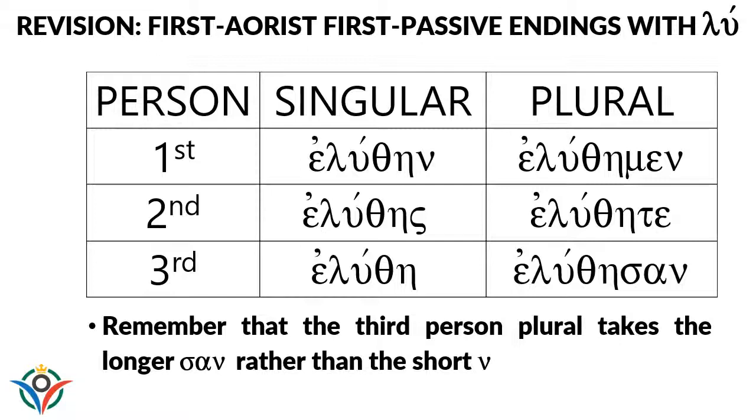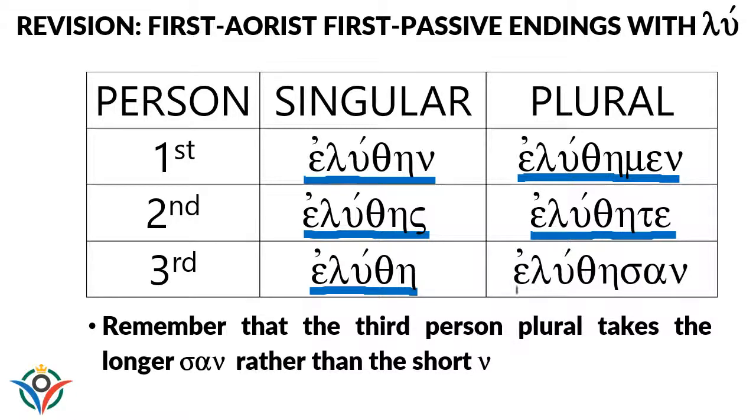The first person singular, eluthen. Second person singular, eluthes. Third person singular, eluthe. First person plural, eluthemen. Second person plural, eluthete. And third person plural, eluthesan. And just a quick observation here. Remember that the third person plural takes the longer san rather than the shorter n.